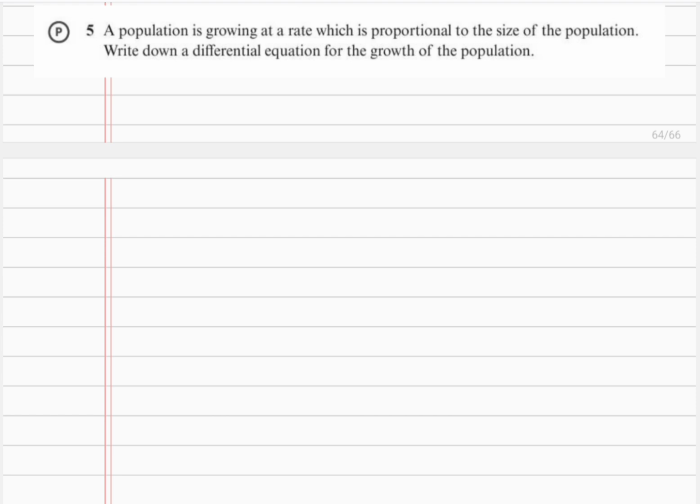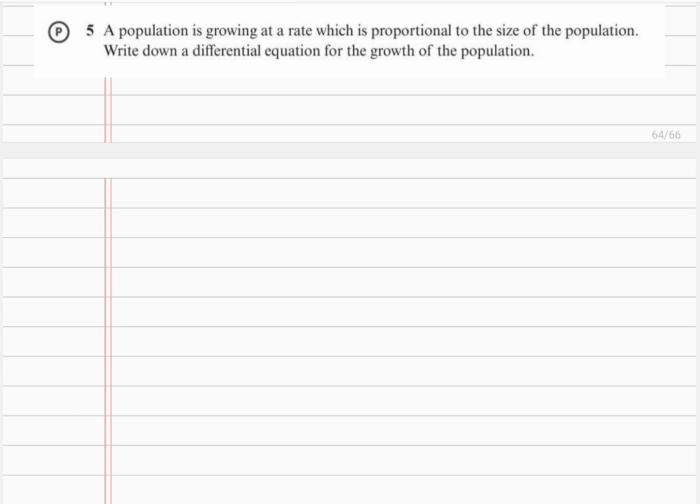So this is a modeling question, usually considered one of the more challenging questions in the exam. But if you have enough practice in this area, you will realize that they are not as hard as, at least, people say. In this case, it says a population is growing at a rate which is proportional to the size of the population. Write down a differential equation for the growth of the population.